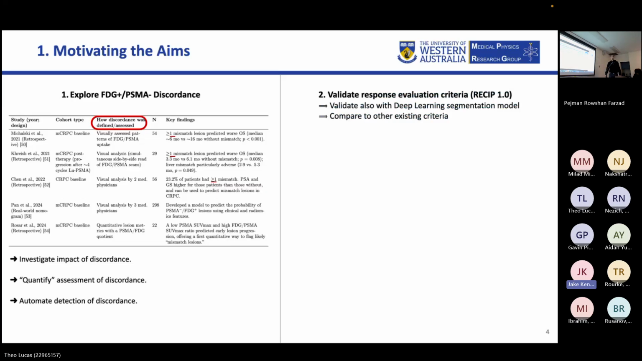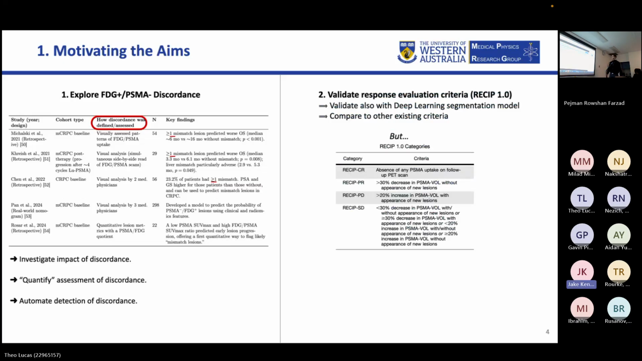Now, the second aim, which was the original aim of the research, was to validate that criteria I talked about before. But quite early on in the research, I realized that across these 4 categories, to determine what category the patient is going to fall in, we need to determine the appearance of new lesions. And as it turns out, in the data set I was handed, there was no lesion correspondence between time points. So I had no way to actually determine if a patient had a new lesion on their scan or not.